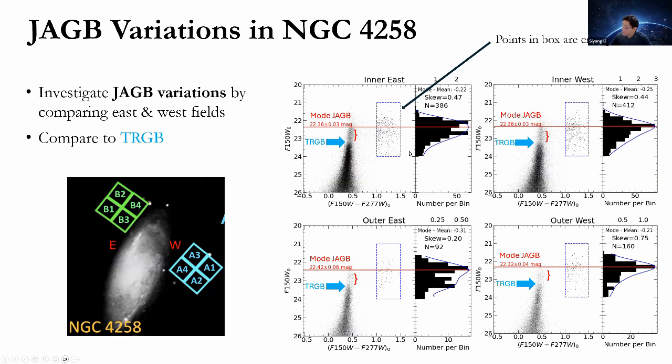Now, another thing we can look at is how the measured JGBs compare in these initial fields. So for the outer east, for instance, we see that the measured JGB is not really consistent with the JGB measured in the outer west fields. And so I'll talk about that more in a little bit.